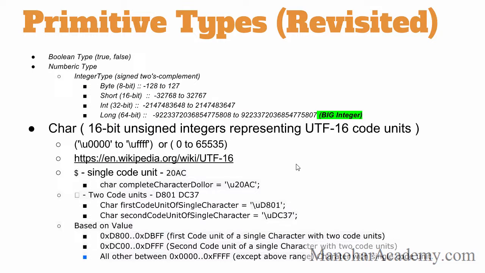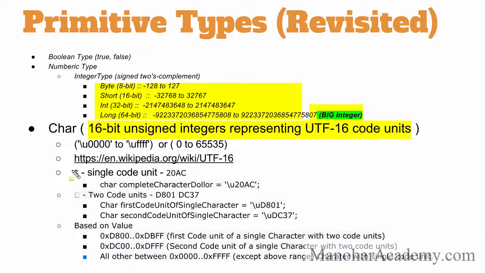Then we have revisited primitive types and we have seen the proper ranges of these integers. Also we have seen that if we need any number greater than this long, then we have to go for BigInteger. We haven't covered BigInteger yet, but we will cover it. Then we have seen char is a 16-bit unsigned integer representing code units.